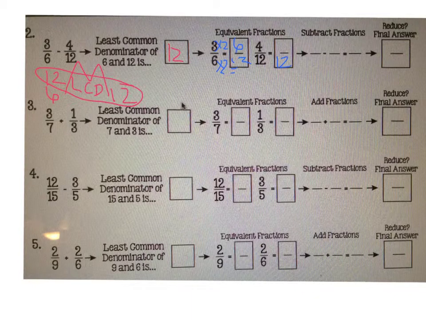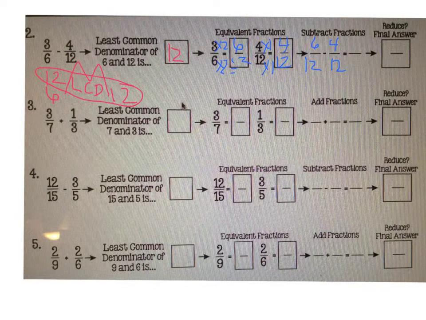So we're going to write that as our new fraction. Let's do the same thing with 4/12. Well, we know 12 stayed as 12, so therefore 4 needs to stay as 4, because 12 times 1 equals 12, and 4 times 1 equals 4. Whatever I did to the bottom, I did the same thing to the top. So now my fraction is still 4/12. So now my new problem is 6/12 minus 4/12.